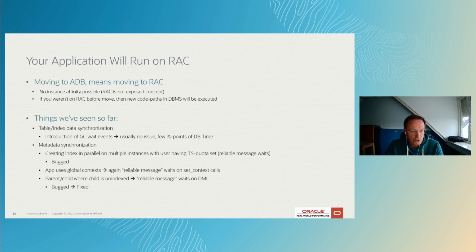It may be a few percentage points of DB time. But what is an issue, and they are often bug related, so far the things that we've seen, is what we call metadata synchronization. So we had a few issues where a customer was creating an index in parallel on multiple instances, and it was doing this while connected with a user that had tablespace quota. And we got row lock issues on the row cache for tablespace quota. This has been bugged and it's very likely fixed soon, if not already.